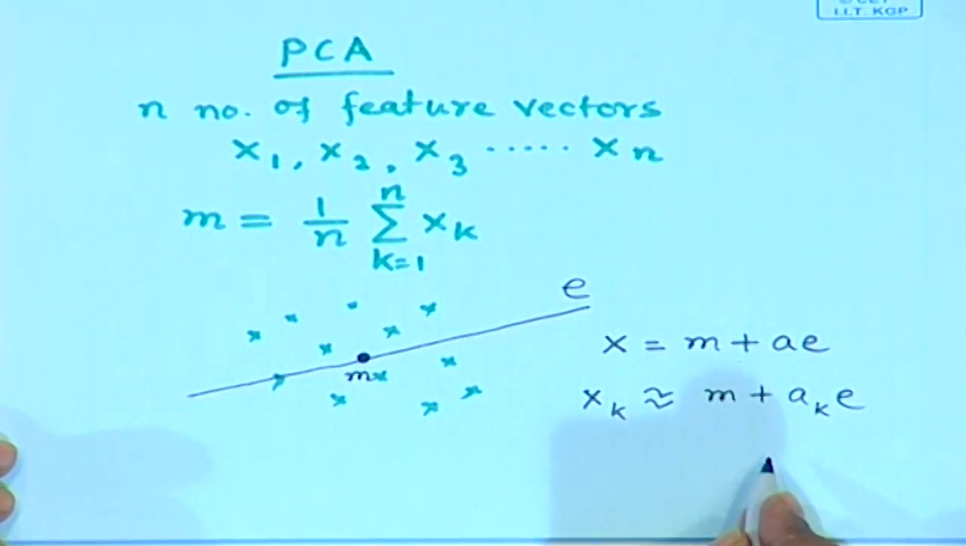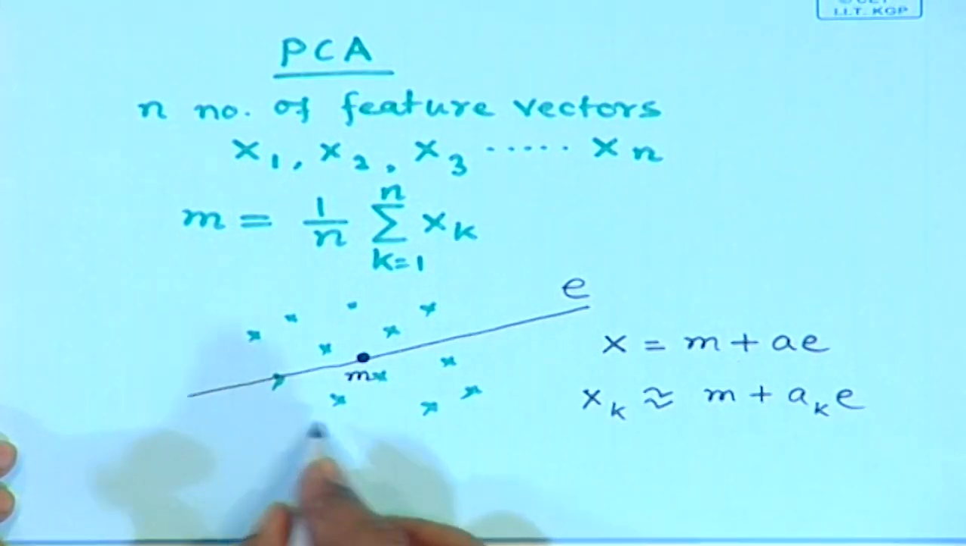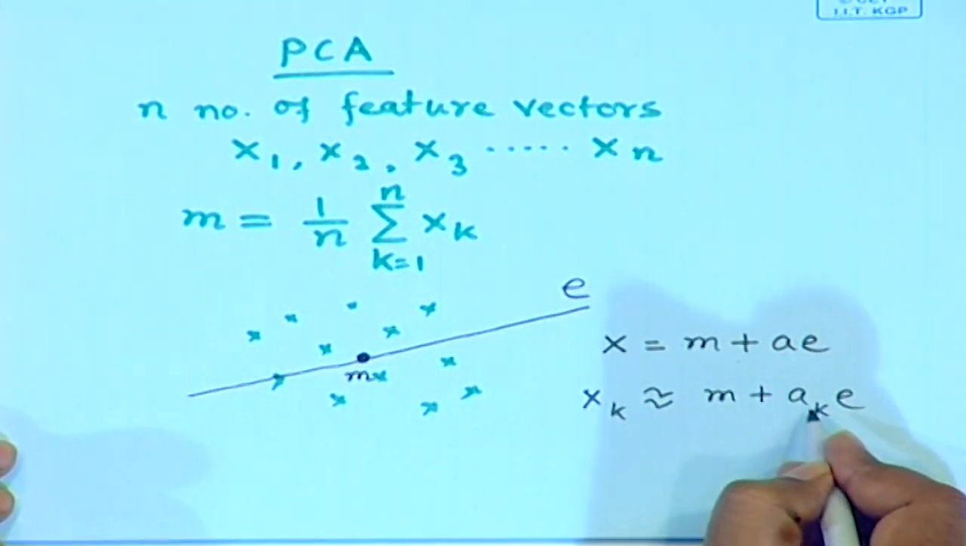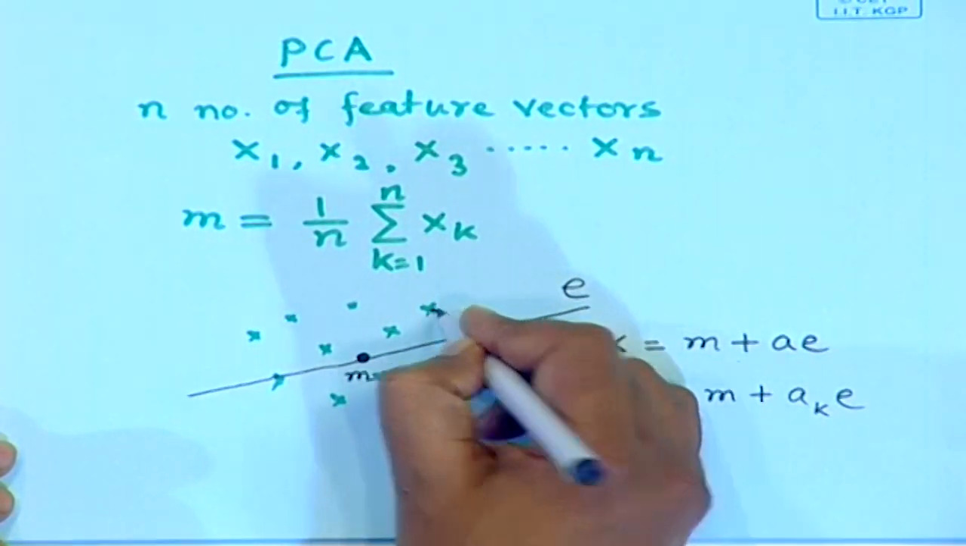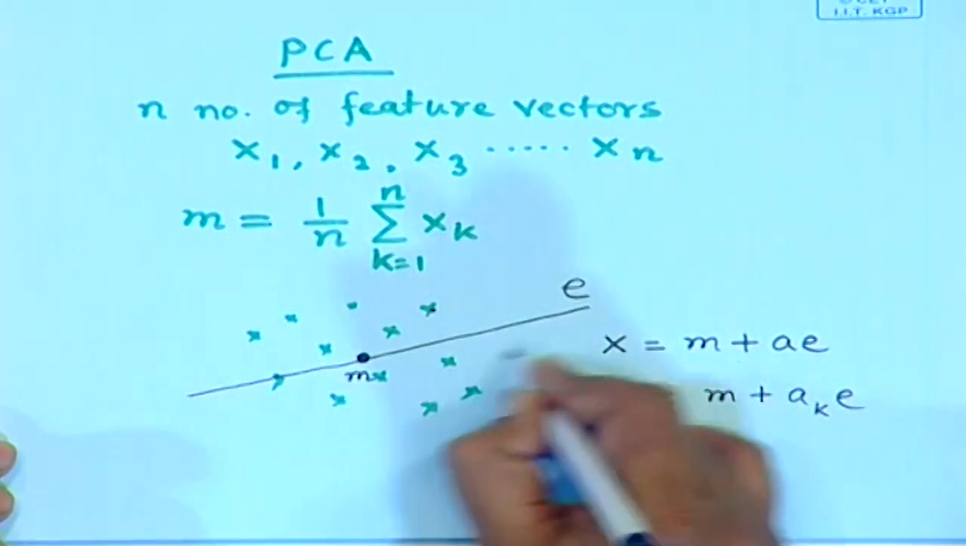We will see what will be the best possible value of this ak. For different points, I will have different values of ak. So this ak represents where a point xk is mapped onto this line.